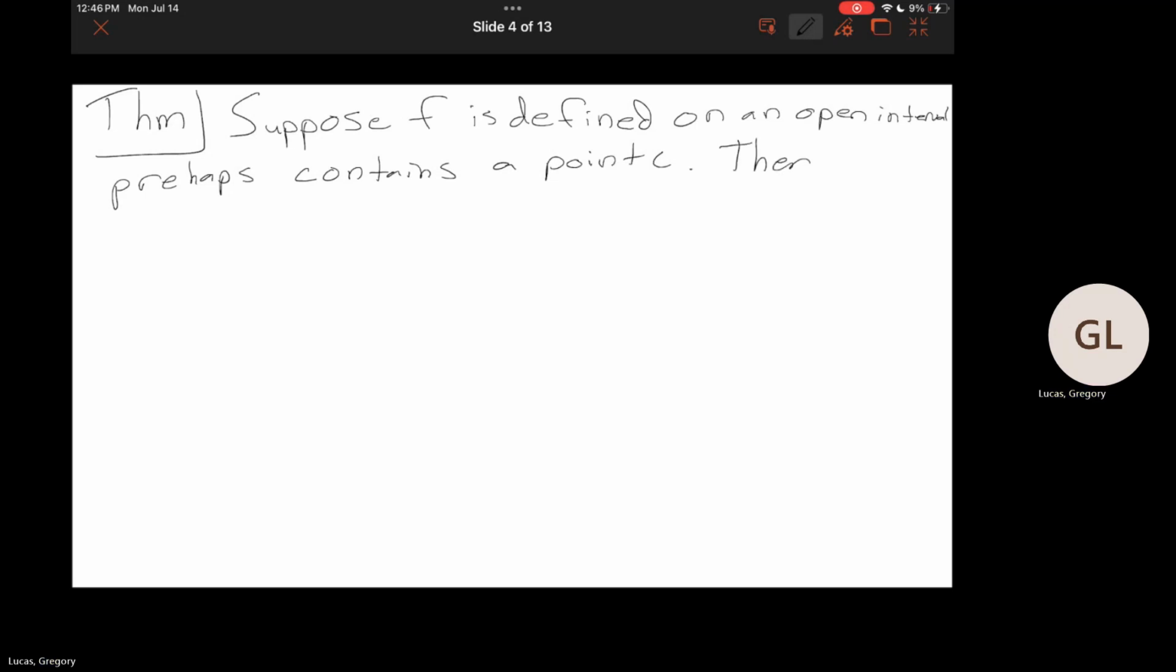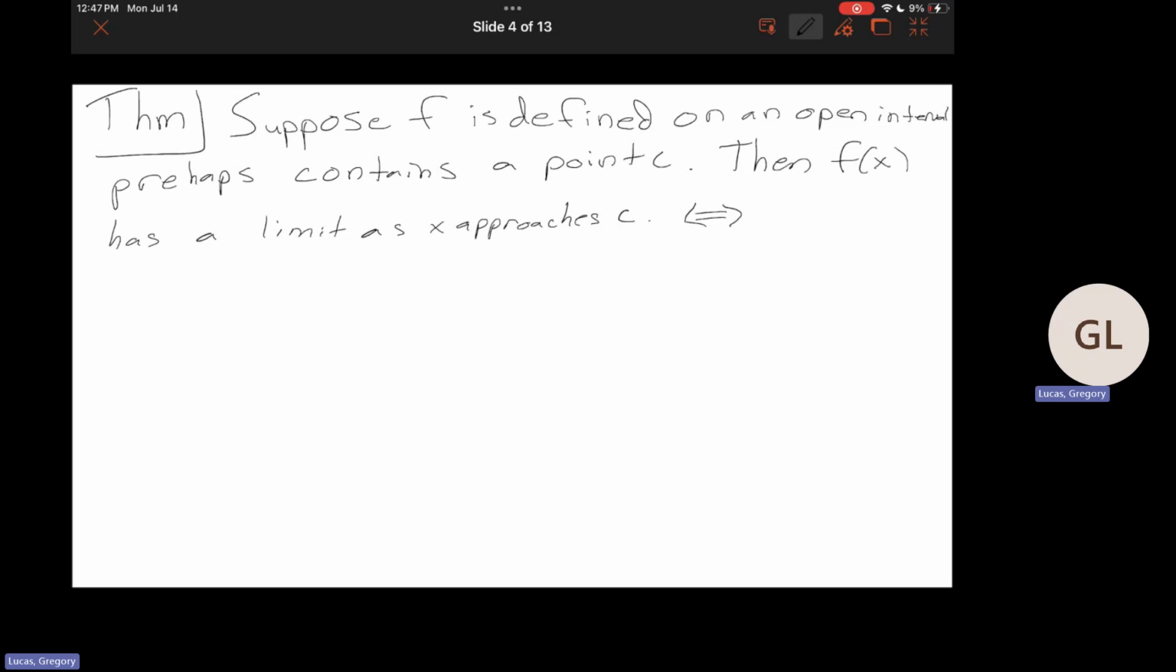Then f of x has a limit as x approaches C. So this is one statement of my theorem, and then this is equivalent. If I use my double arrow like this, I'm saying both of these statements are equivalent. So we have an open interval, perhaps containing a point C, then I have a limit as x approaches C.